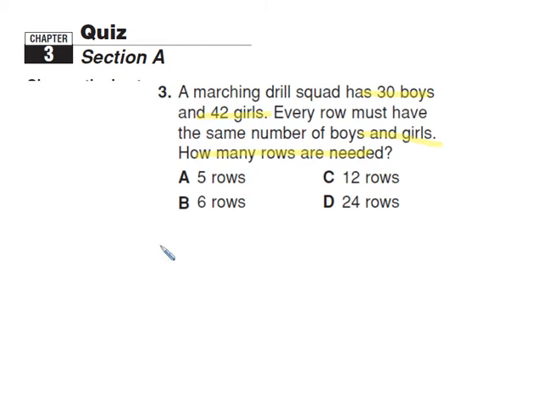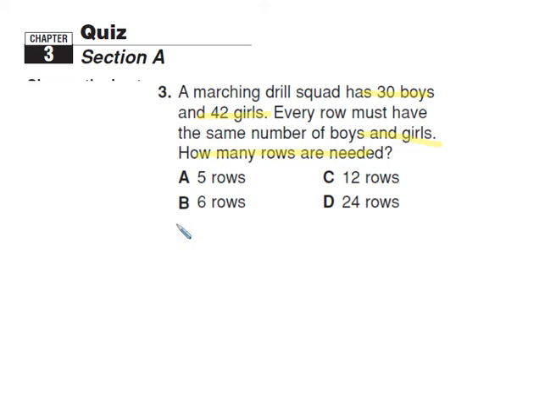1 times 30, 2 times 15, etc. And then write all the factors of 30, write all the factors of 42. Find the largest one or greatest one. But now we've been working on a little shortcut.